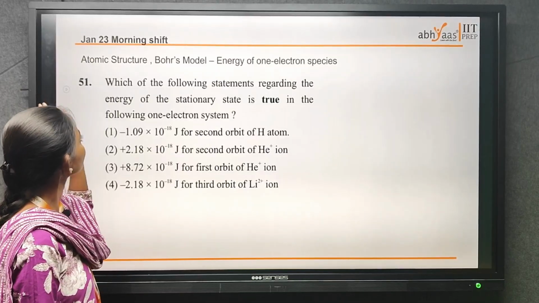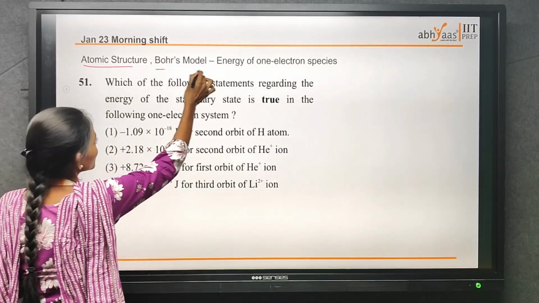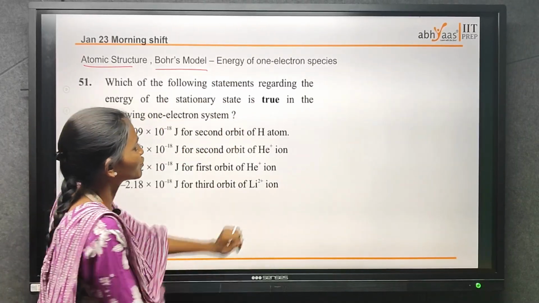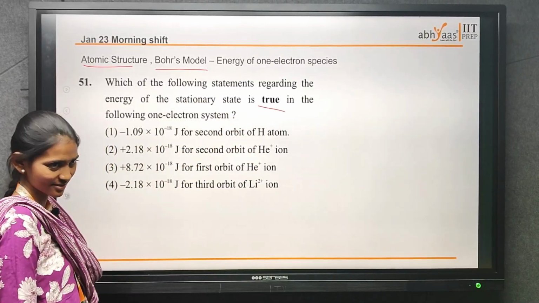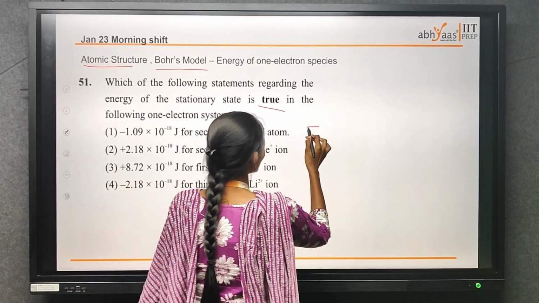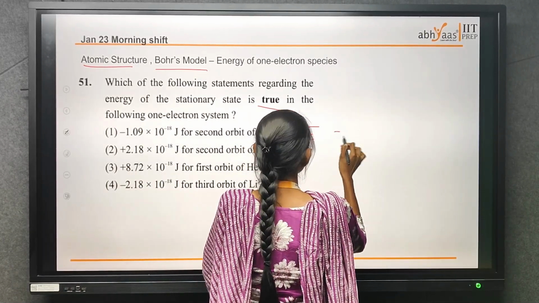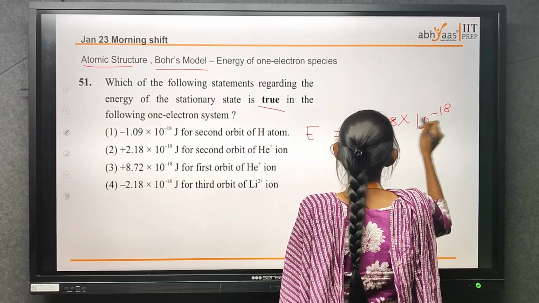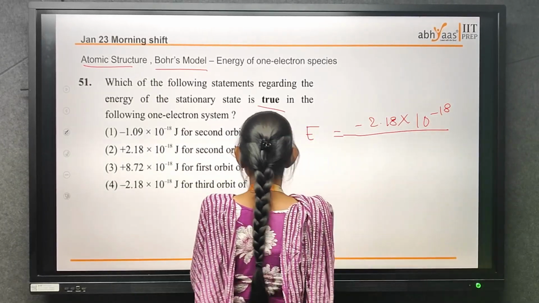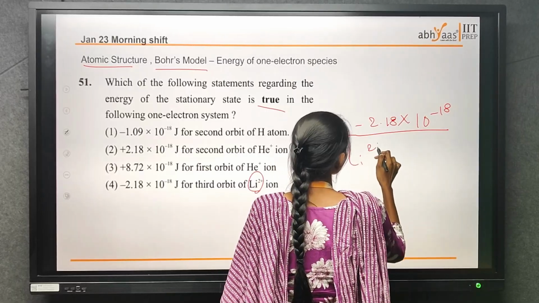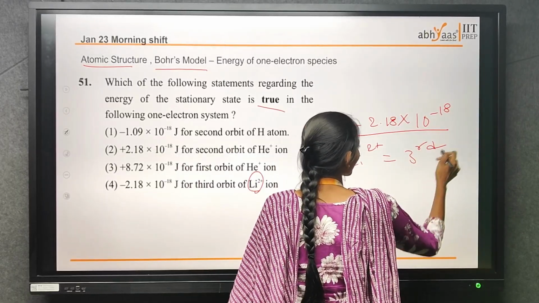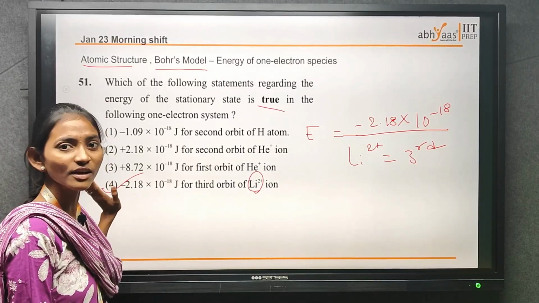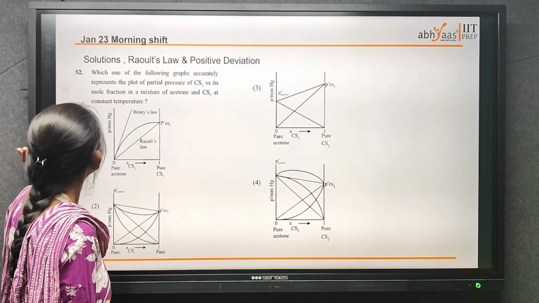First question. This question is asked from atomic structure, which is Bohr's model. Which of the following statements regarding the energy of the stationary state is true in the following one electron system? They are giving the energy, right? E is equal to minus 2.180 into 10 to the power of minus 18. Lithium, that is Li 2 plus, means it is the third orbit, right? So hence the answer will be the fourth one. Not that tricky, we need to apply the conceptual formula. And moving on to the next question.